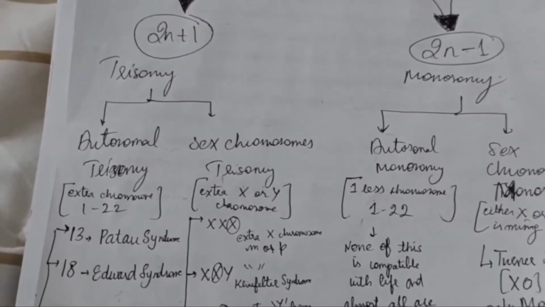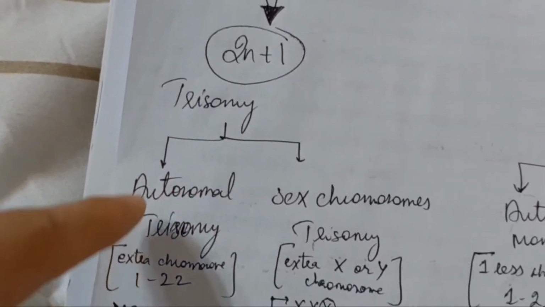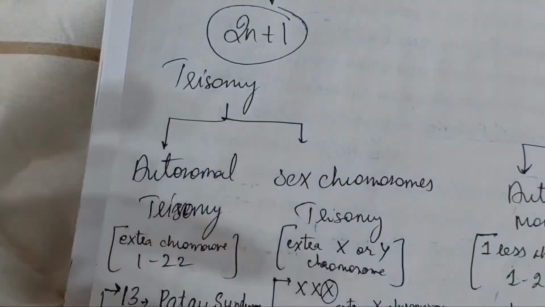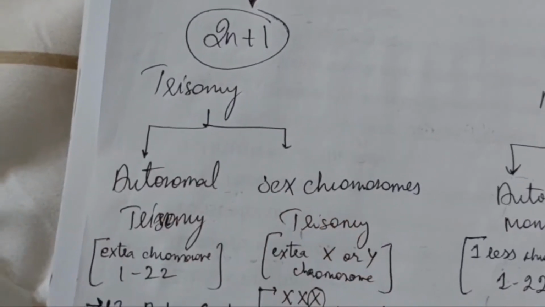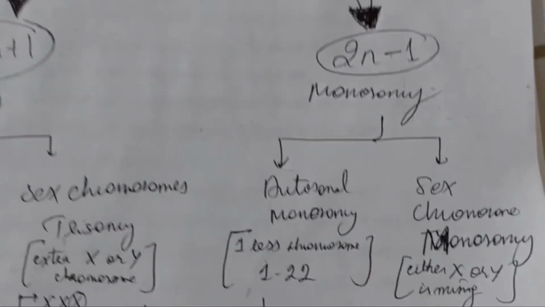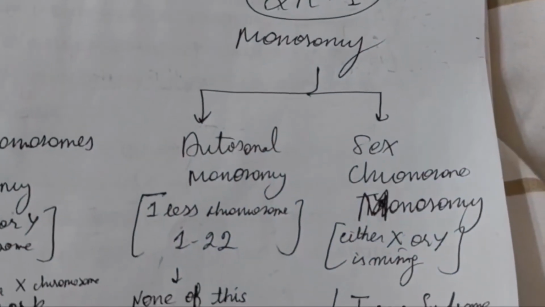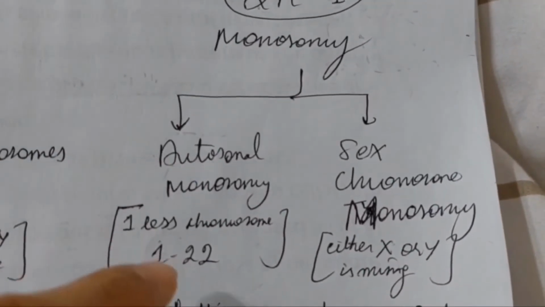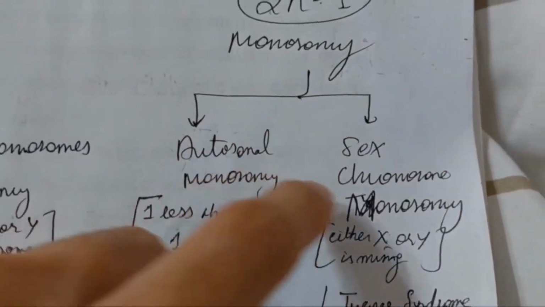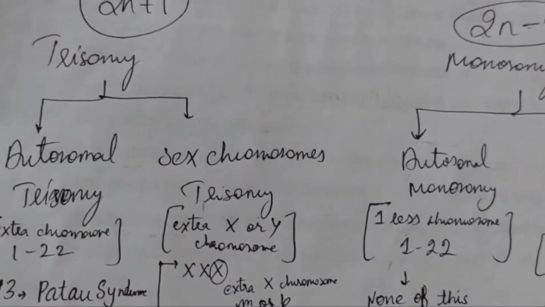So trisomy and monosomy can be further divided. Trisomy can be autosomal trisomy, that is, there is an extra chromosome from 1 to 22, which are autosomes, or sex chromosome trisomy, that is, there can be either an extra X or an extra Y chromosome. Same goes for monosomy: we have autosomal monosomy and sex chromosome monosomy. This means that there is one less autosome, that is, something from chromosomes 1 to 22 is missing, and sex chromosome monosomy means either the X or Y chromosome is missing.